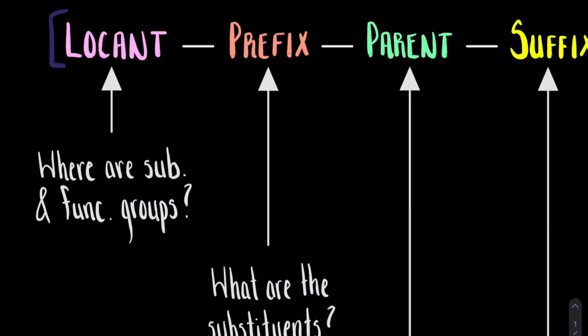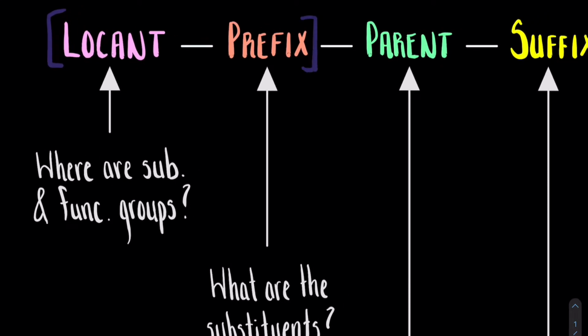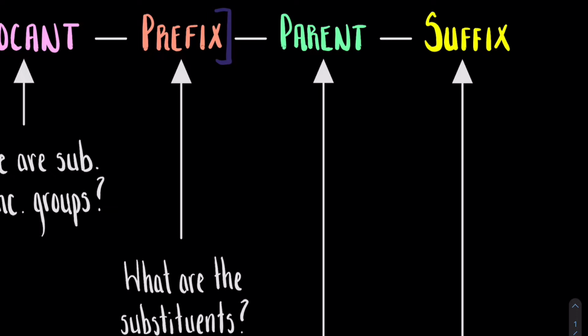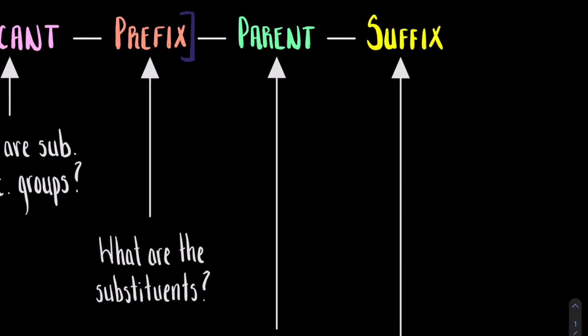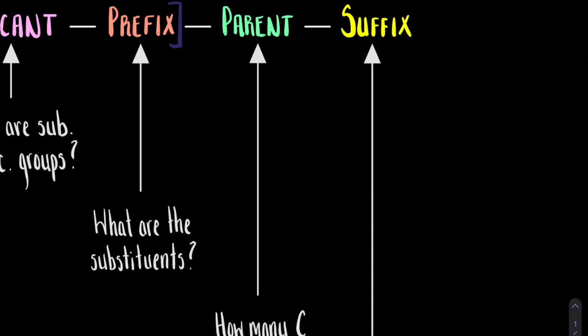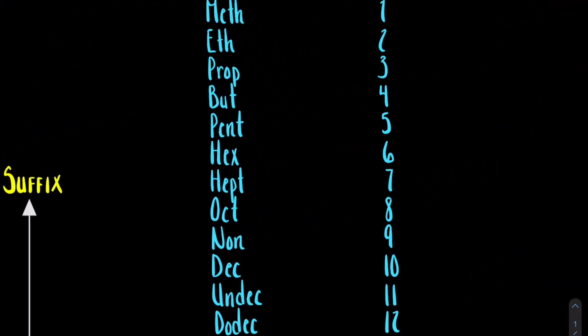Coming after a locant, you have a prefix. A prefix refers to what are these substituents. Do you have an alcohol? Do you have an aldehyde, a ketone, etc.? Next, you have the parent chain of carbon atoms. So this is where the prefixes get put into play.